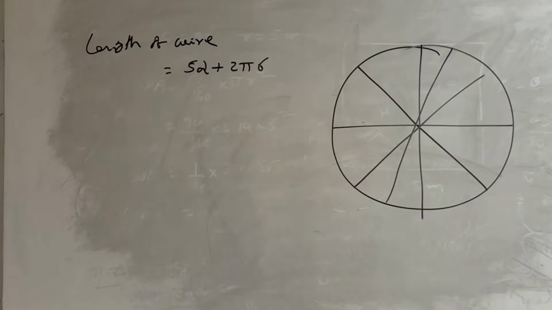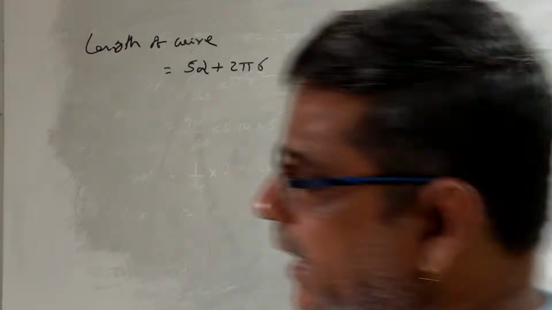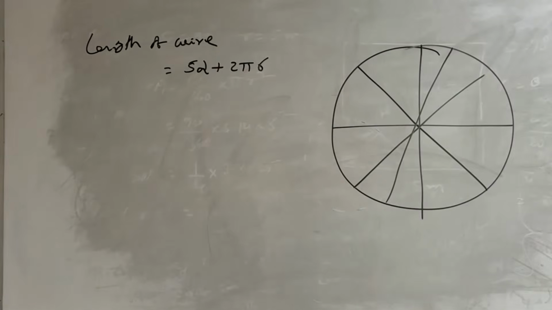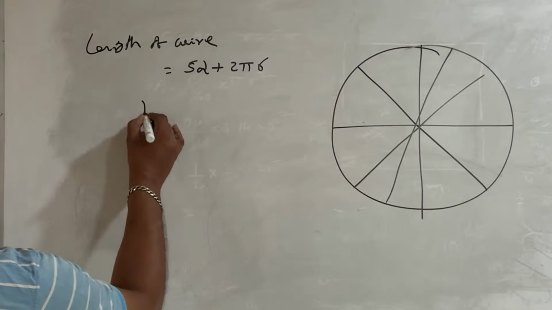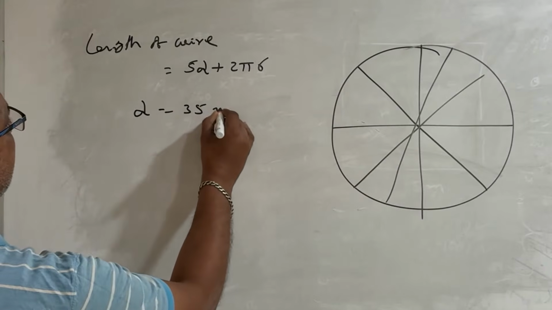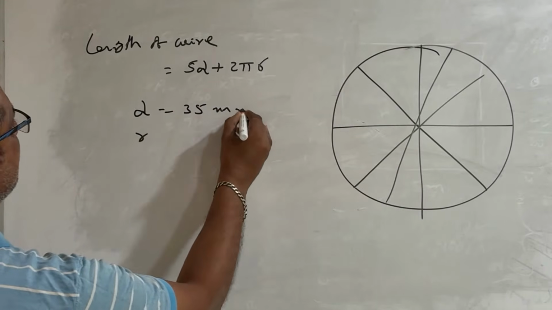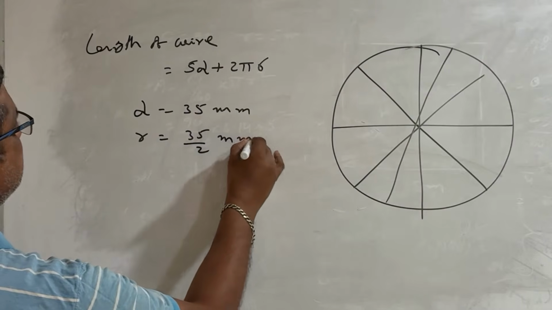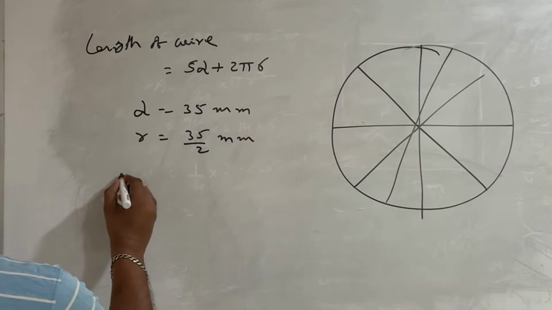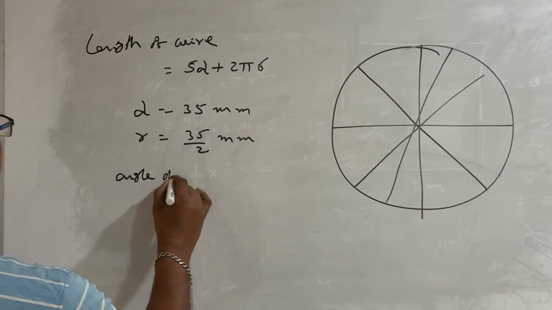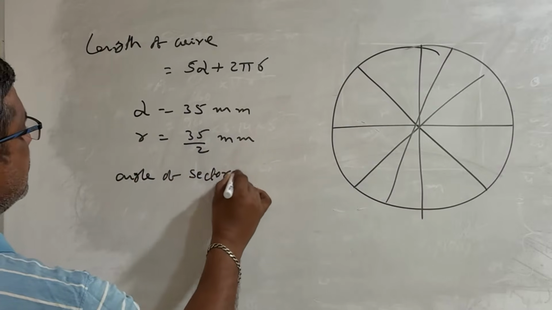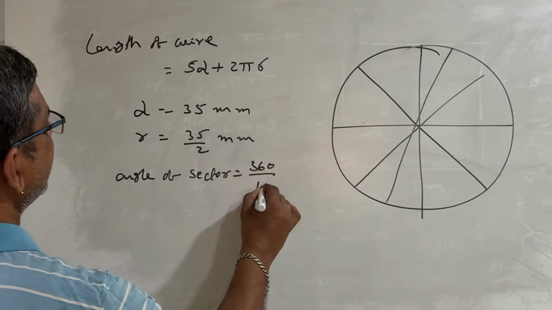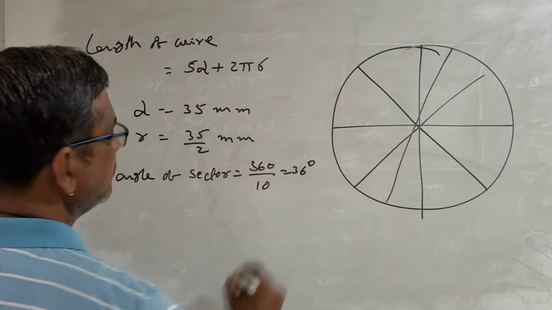And the circle is now divided into 10 equal sectors. What is the radius of each sector? Given the diameter is 35 mm, the radius will be 35 by 2 mm. Then the angle of the sector is equal to 360 by 10, 36 degrees.